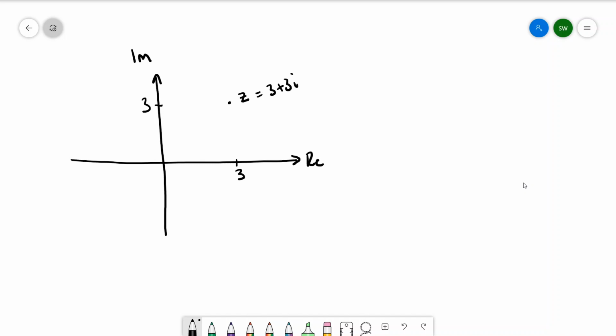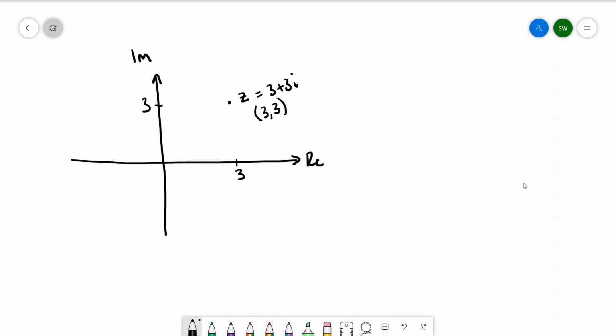One way of referring to this point in the Argand diagram would be to use a coordinate or a position vector. As a coordinate, it would be 3, 3. And that's actually called a Cartesian coordinate. The Cartesian coordinate tells you how far to the right do you go and how far up do you go to get to our point z.